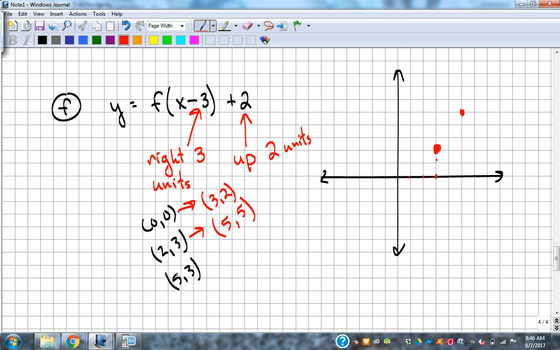5, 3 becomes right 3 units, so that'd be 8. Up 2 units would be 5. 6, 7, 8. 1, 2, 3, 4, 5. And there we have our new graph, shifted horizontally and vertically.